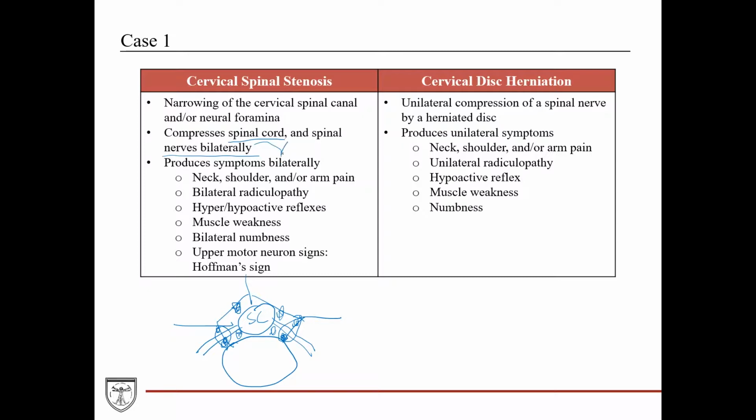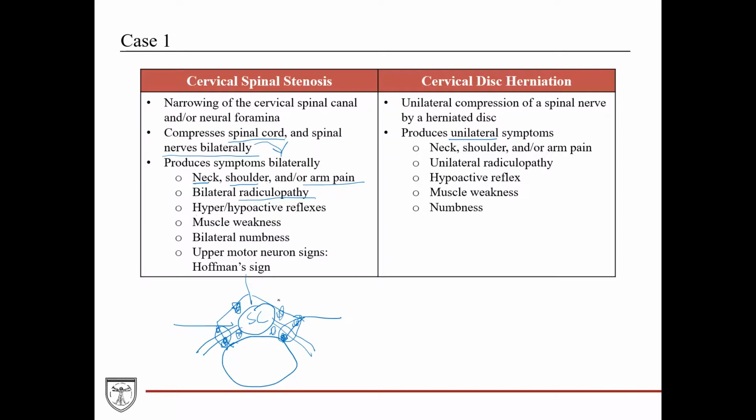Because of that, it's going to produce symptoms bilaterally, and that's the main differentiator as far as clinical presentation from cervical disc herniation, because those are going to be unilateral. We'll talk about that in a second. So these patients, they're going to have neck pain, they could have some shoulder pain, they could also have arm pain usually. The thing is you're going to have what's called radiculopathy. So radiculopathy is really impingement of a spinal nerve producing radiating pain down the arm. In the case of cervical spine, hyperactive or hypoactive reflexes.